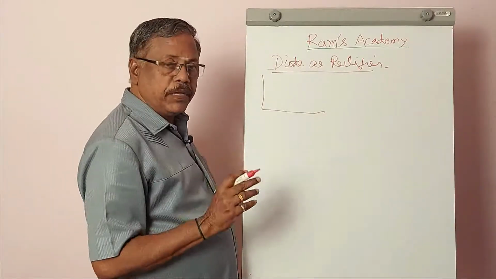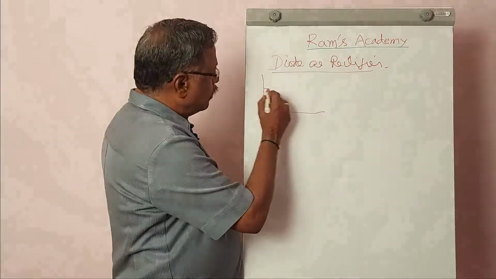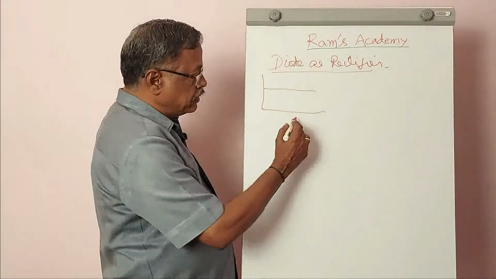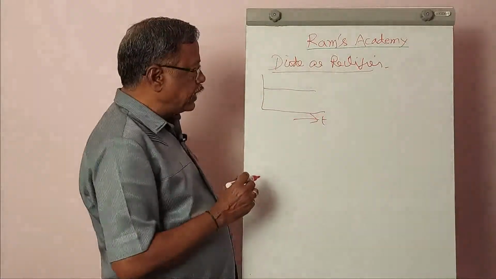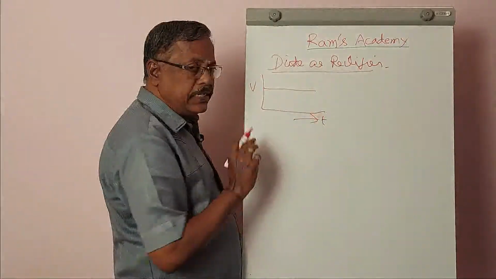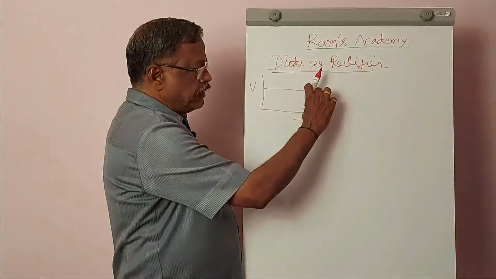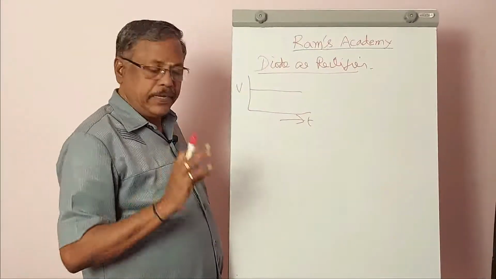Batteries supply direct current voltages, with a voltage waveform like this. That is a waveform between time and voltage. The voltage is going to be constant for the entire period of the operation. So this is the waveform for the supply given by a battery.